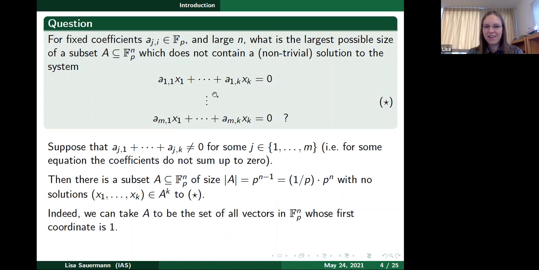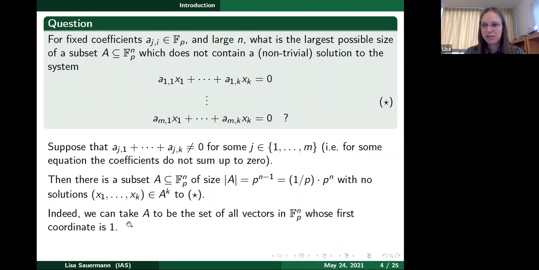So indeed, that's pretty easy to see because we can take the subset A of F_p^n without any solutions just by taking all vectors in F_p^n whose first coordinate is 1. If we take all vectors where the first coordinate is 1, then we won't be able to satisfy such an equation if a_{j1} + ... + a_{jk} is non-zero, right? Because then in the first coordinate, we would get something non-zero if we pick these x_1 to x_k in A and their first coordinate is all 1.